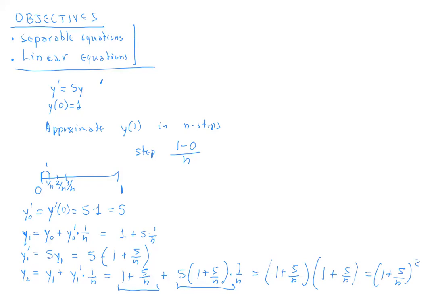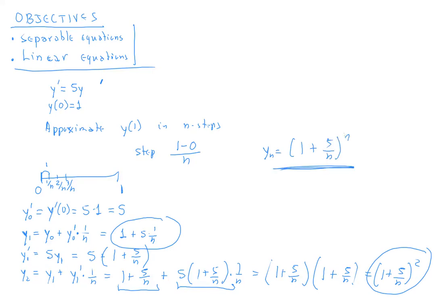So on your first step, you had this. On your second step, you have this. An easy guess is that yn will end up being 1 plus 5 over n to the n. And now the question is, what is the limit of this? This is where you have to use a little bit of calculus. But let me just say that the limit is going to, no, it's not t.